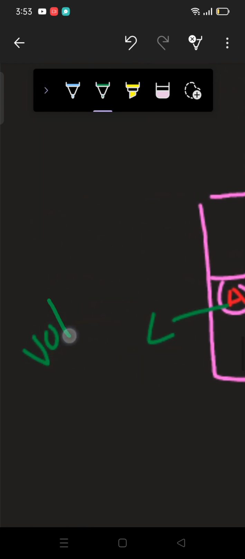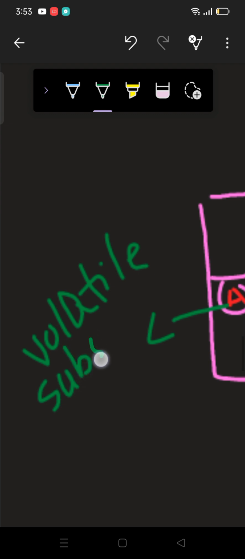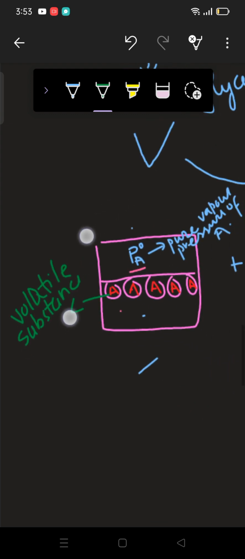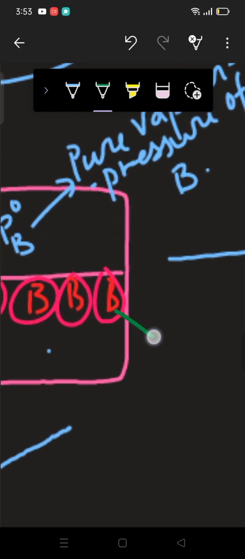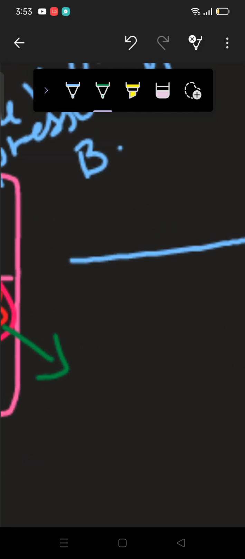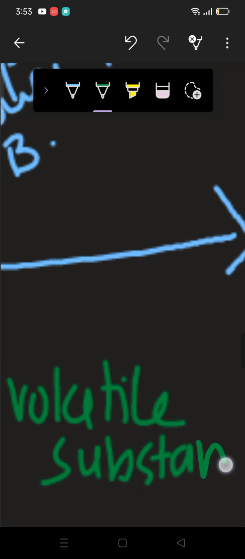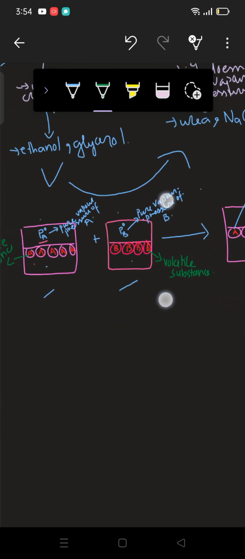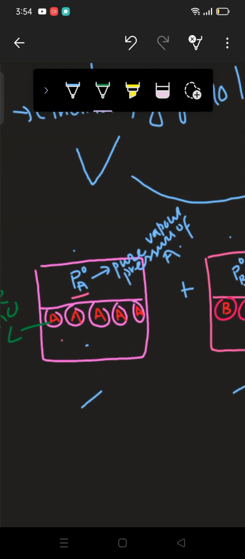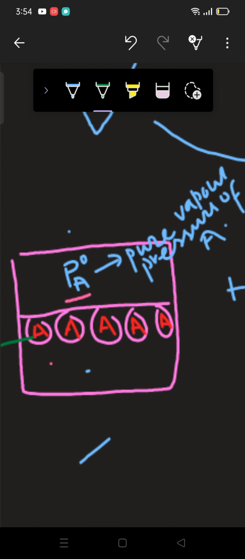Let me mention this here. Volatile substance, right? We have mixed this with B, which is again volatile, since we are initially mixing volatile with volatile. So this is a volatile substance as well, which means both have the ability to create vapor pressure in the closed container, of course. So initially we took A in the container, right? We already discussed that it will have its pure vapor pressure.